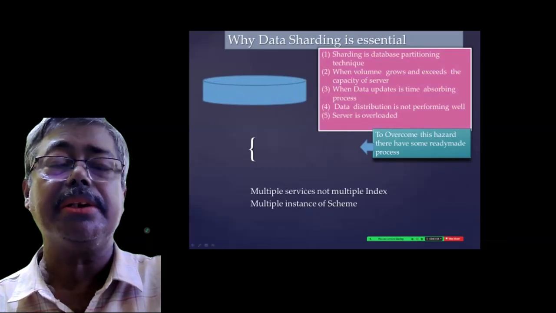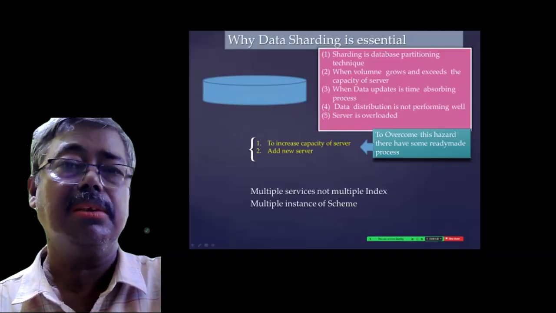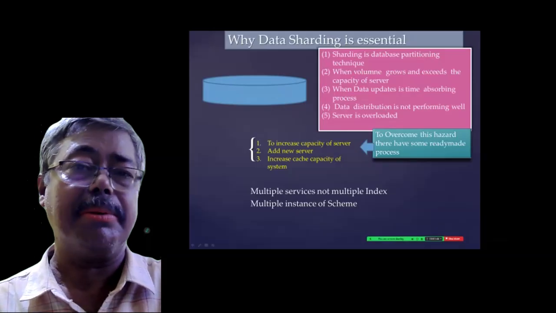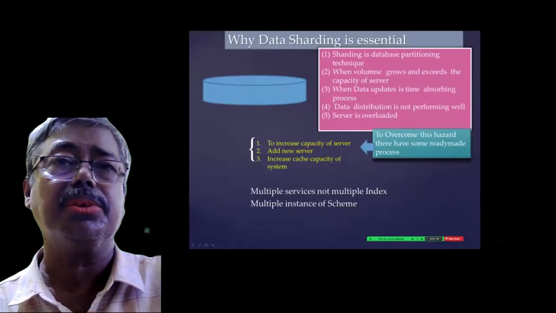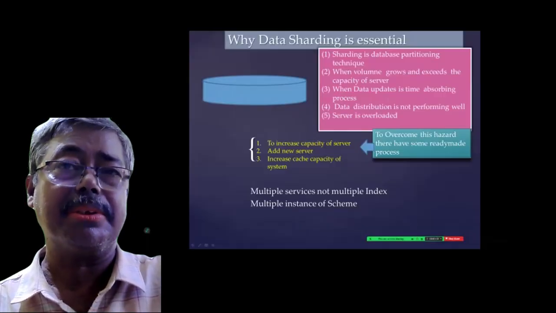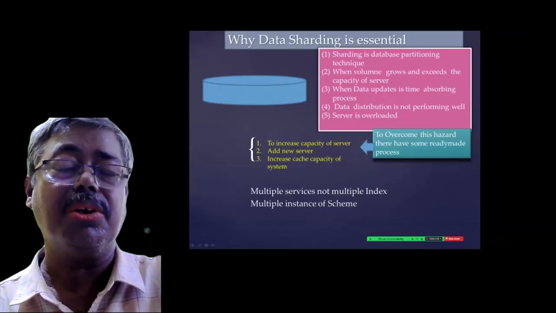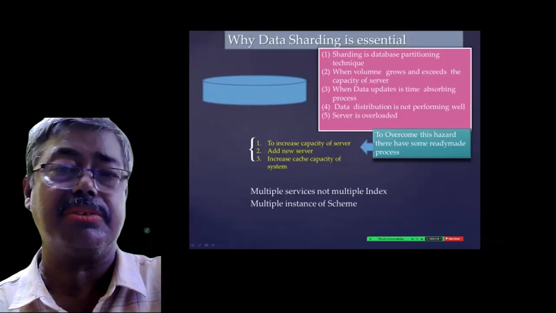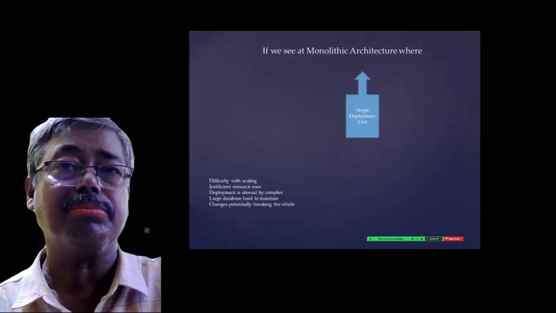there are some ready-made processes. Ready-made processes mean to increase the capacity, add a new server, increase the cache capacity, etc. But sharding is not increasing the capacity of the main server. It uses multiple servers, with multiple instances of the schema.